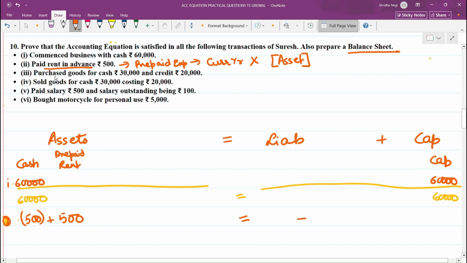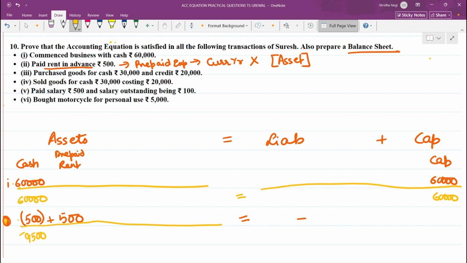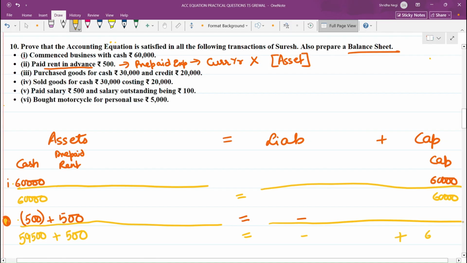So now let's get the balances down again. So here cash will decrease by 500. Okay? So how much will it be? It will be 59,500. 59,500 plus your prepaid rent, that is 500, is equal to, liabilities nothing is there, so dash, plus your capital is 60,000. Now the next transaction is purchased goods for cash 30,000 and credit 20,000.